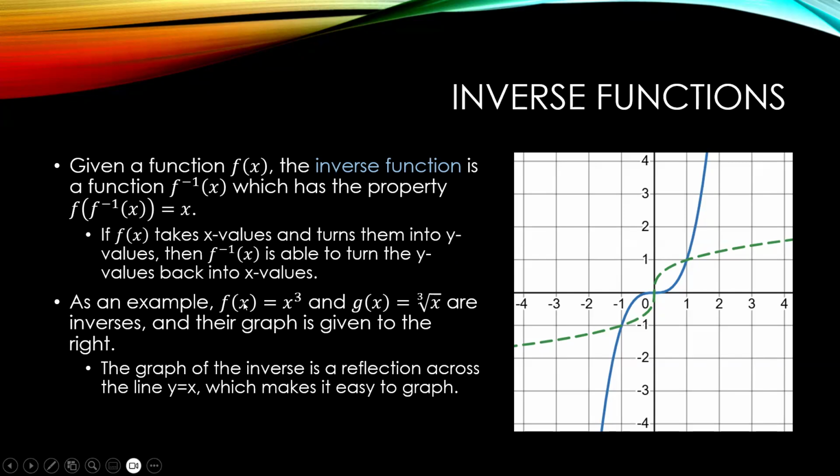As an example, if we let f of x be x cubed and g of x be the cube root of x, these two are inverses of one another, and their graphs are given over here. Essentially, if you take the cube root of x and then you cube it, you're back to your starting value. If you take the cube of a number and then you cube root it, you're basically just undoing the operation. And that's all that the inverse function is. It's just a way of undoing operations.